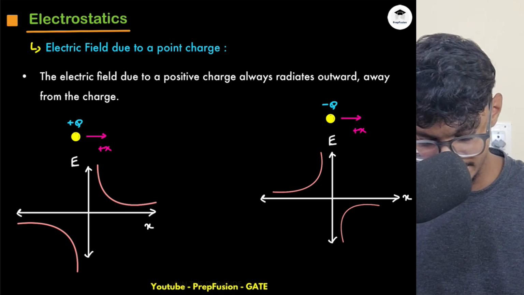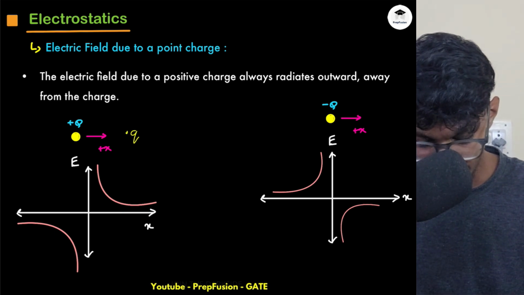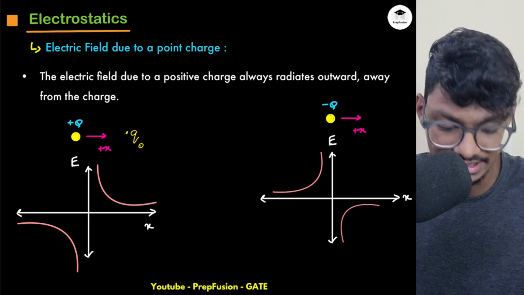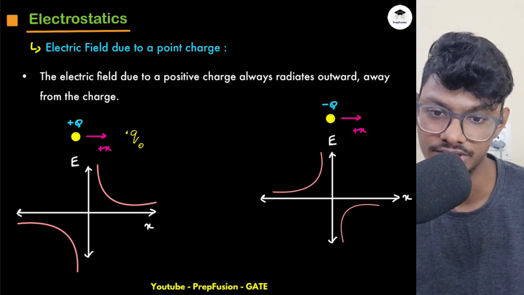So if I just place a q naught charge and move it all over the place, just along the x-axis, same for this, the variation of electric field intensity will be something like this.